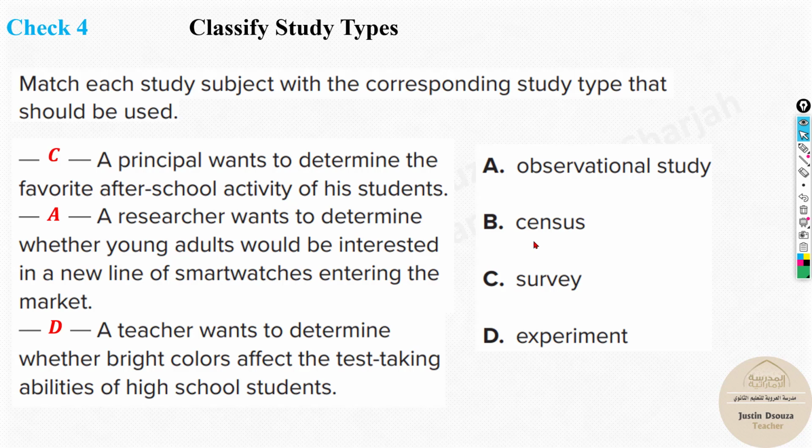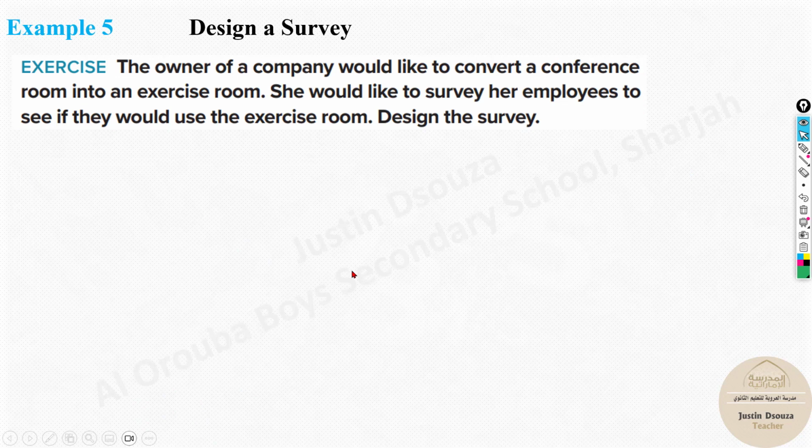This is a census. Okay, it's a large scale. Now these studies, where the first one was a survey, the second one was just observation of the interest, and the last one was an experiment to test bright colors on their test taking abilities. Now the fifth problem is to design a survey.